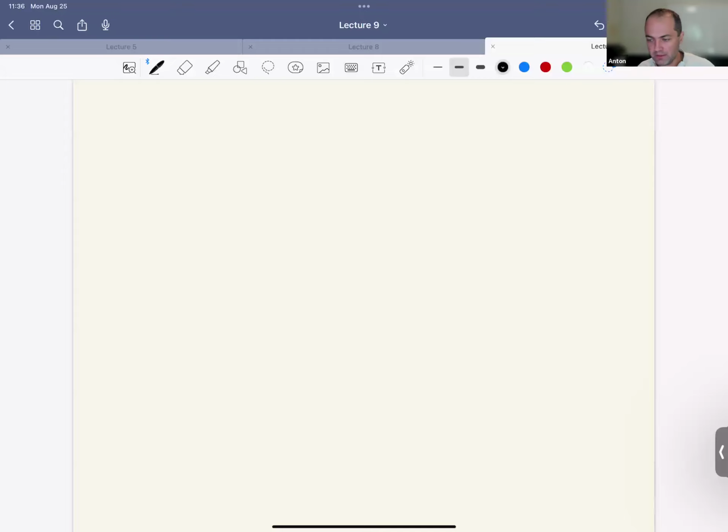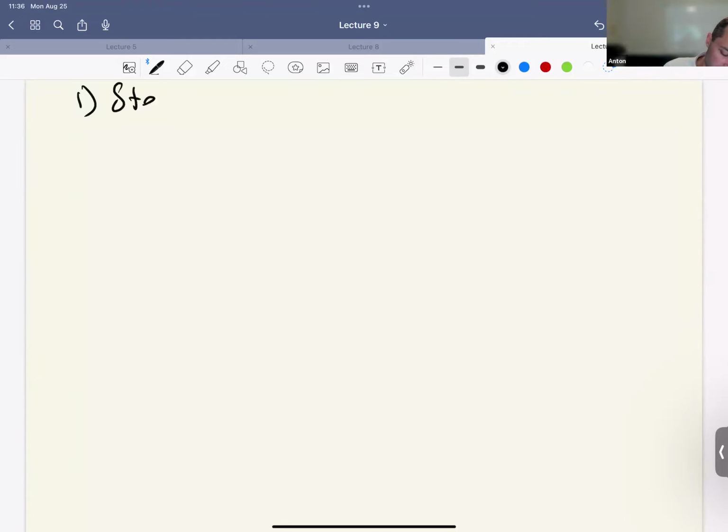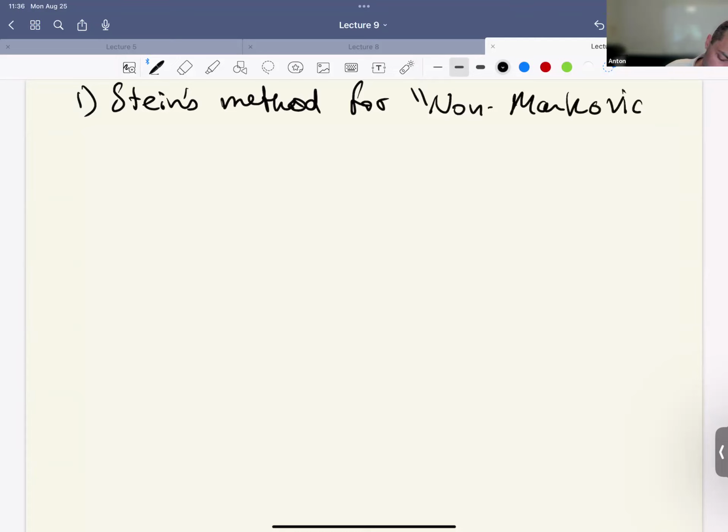So we have half an hour now and then 90 minutes. So we got about 2 hours left. What I want to do in these 2 hours is touch on two topics. Topic number one, which we're going to start on today. This is Stein's method for, let me use quotation marks, non-Markovian, although that's not accurate. Non-Markovian models.